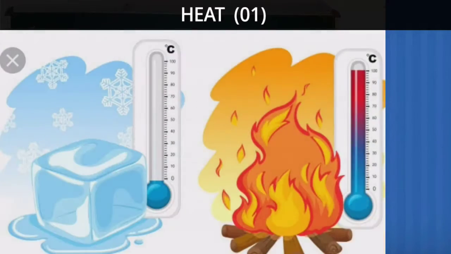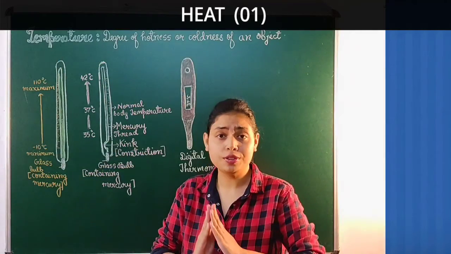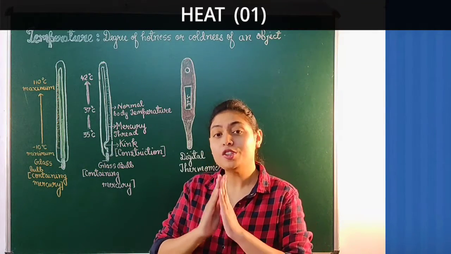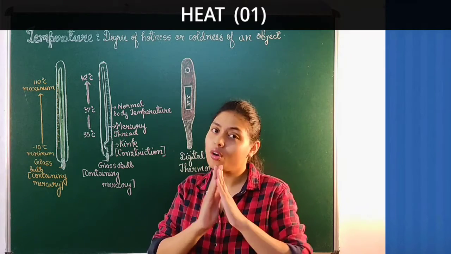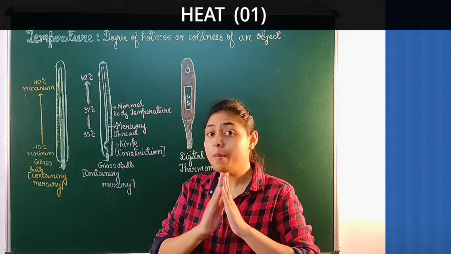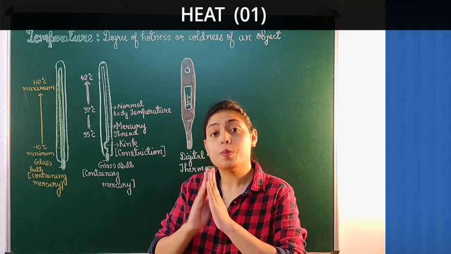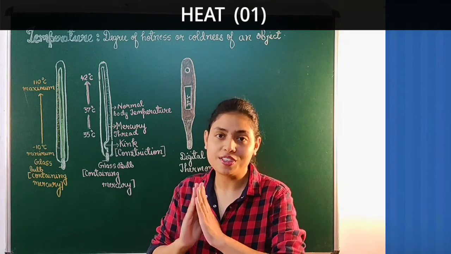A reliable measure of the hotness or coldness of an object is its temperature. Now what is temperature? The temperature of an object is the degree of hotness or coldness. It can be measured by using a special device called thermometer.